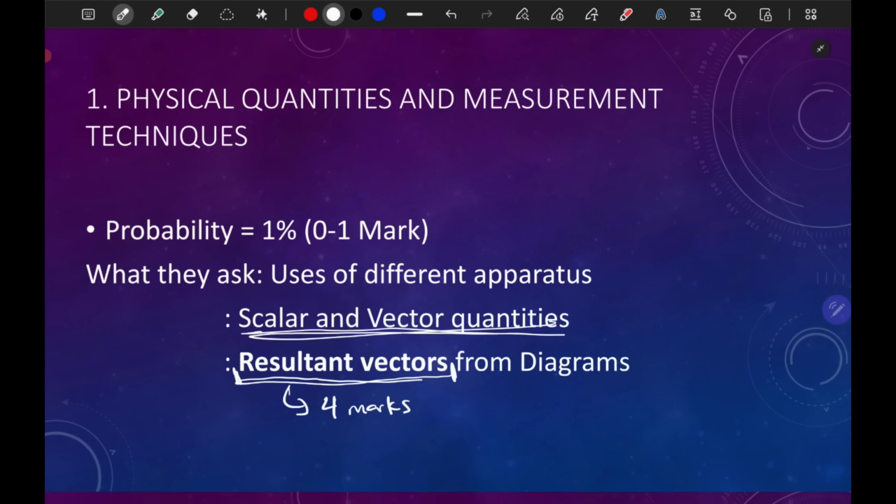So maybe they can give you a velocity in one direction, let's say 4 meters per second, and a horizontal velocity of 6 meters per second. And they can ask you to find the resultant velocity, which is a vector. So make sure you understand how to do those. I've done a video on this, and I will definitely link it down in the description below.